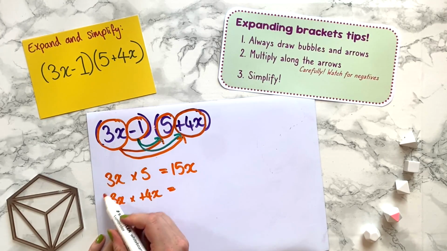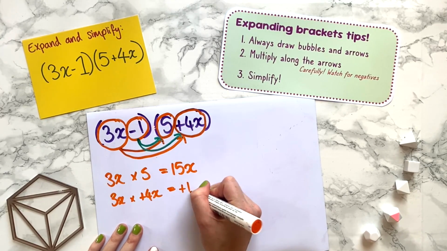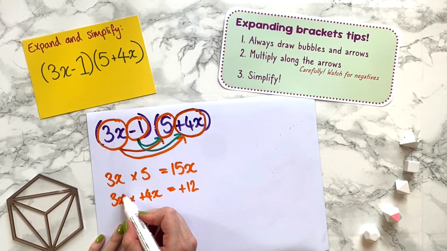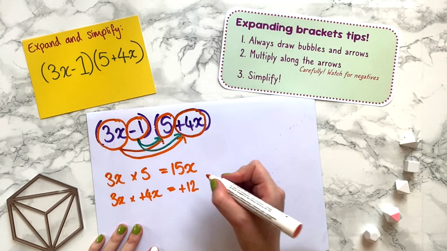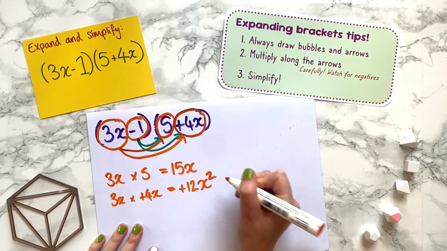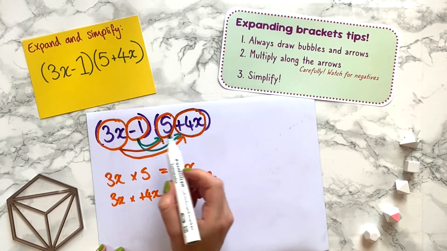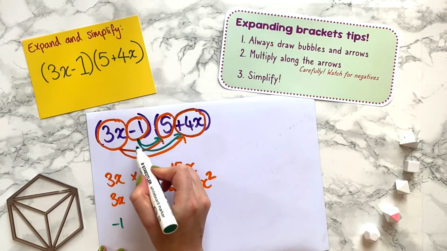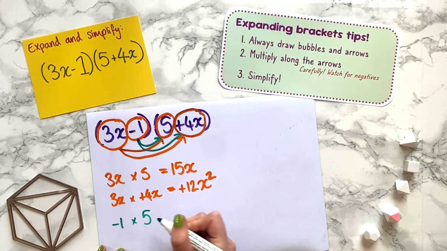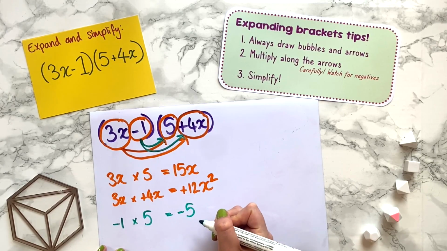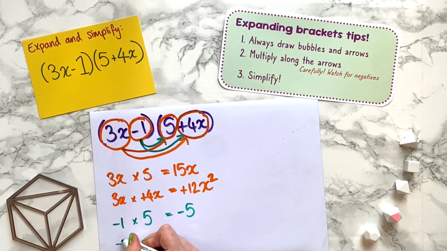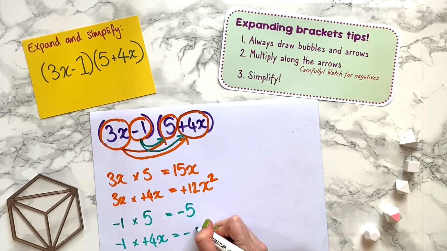So the number terms, we have 3 times plus 4, that's plus 12. Then we have the letter terms, we have an x times an x. X times x, remember, is x squared. Remember that squared. Now looking at the green arrows, we have a minus 1 times by 5. Minus 1 times 5 is just minus 5. Then the second green arrow, we have minus 1 times by plus 4x. And minus 1 times plus 4, so the number terms together, that gives us a minus 4. And x, well, there's just one x here, so we just have the single x.